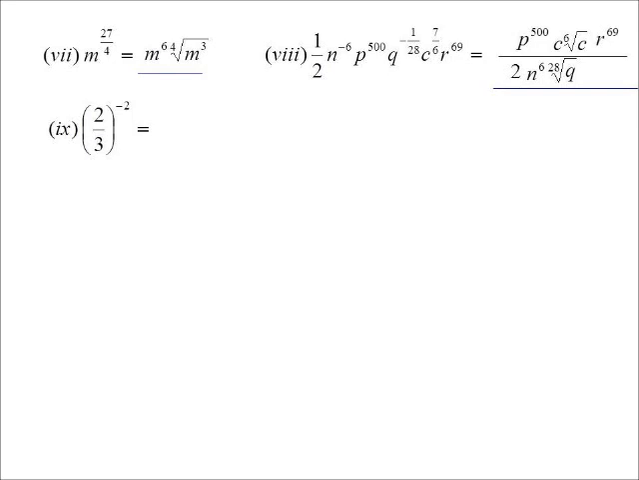Fractions to a negative, you just turn them upside down and make it a positive power. Do you remember how I said the instruction for negative was, I'm on the other side? So now the 2's on the bottom and the 3's on the top. Okay, so 9 on 4.